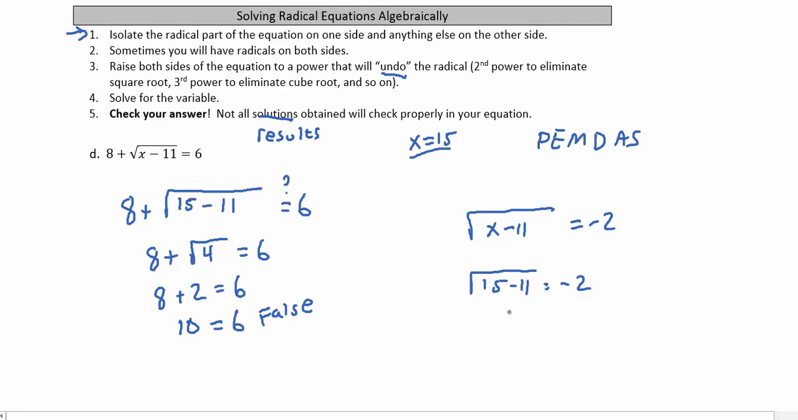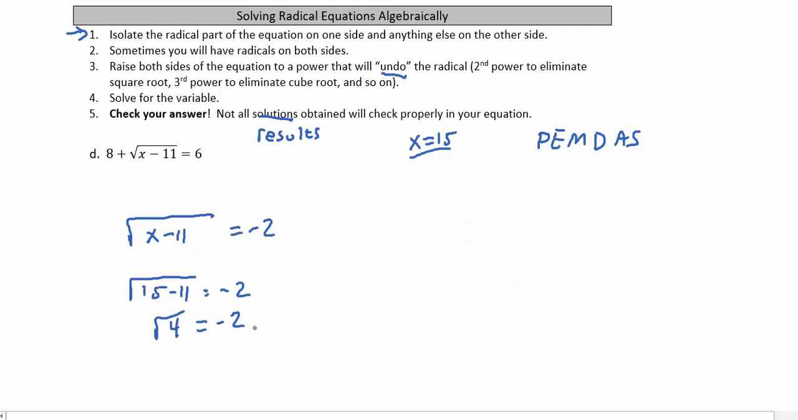On the left hand side you get the square root of 4. On the right hand side you get negative 2. This is what our statement was a few minutes ago for that x value. So if you think about this, this here is a false statement because the square root of 4 is 2, and that is certainly not the same thing as negative 2.